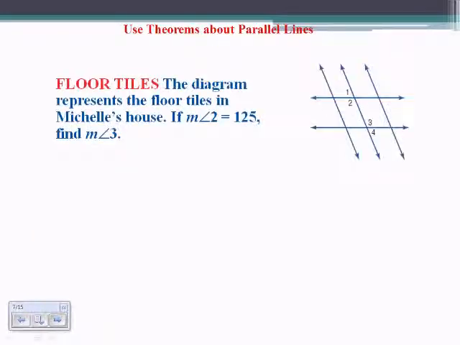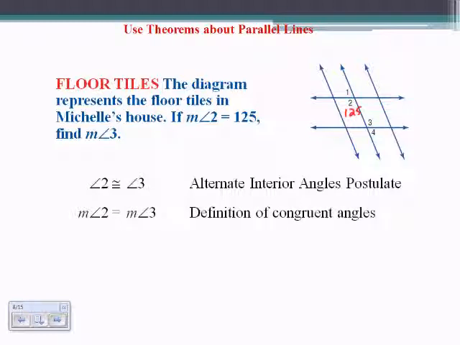Next example here says the diagram represents the floor tiles in Michelle's house. If the measure of angle 2 was 125, find the measure of angle 3. So we have the measure of angle 2 being 125, and we're looking for the degree measure of angle 3. Well, if we notice, we have parallel lines. 2 and 3 would be alternate interior angles. So therefore they're congruent to each other, and if they're congruent they're equal to each other. So therefore we know that the measure of angle 3 is equal to 125 degrees. Okay, alternate interior angles postulate.